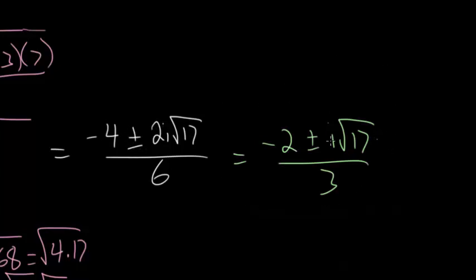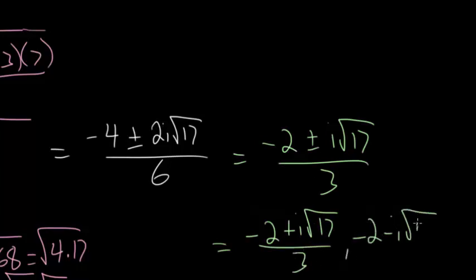And from here, we essentially have our two solutions. So I'm going to break it into its positive and its negative cases, just so you can more explicitly see that there are two answers here. So we have minus 2 plus i root 17 divided by 3. And we also have minus 2 minus i root 17 over 3.